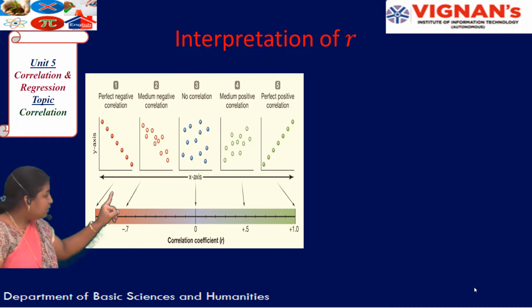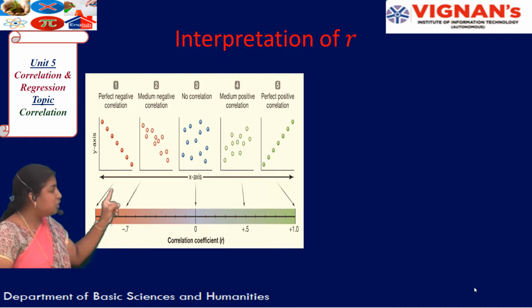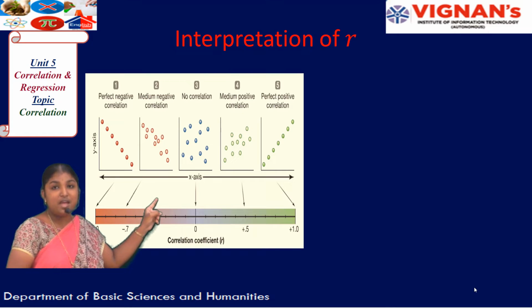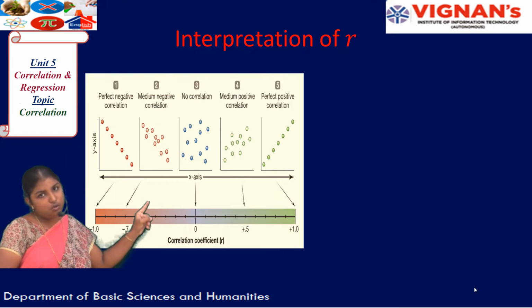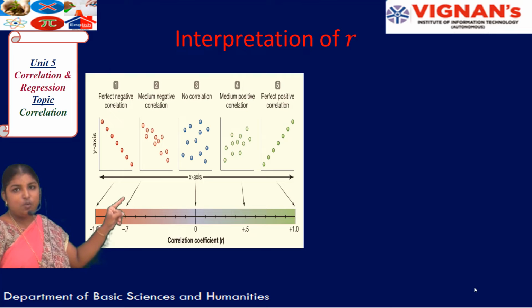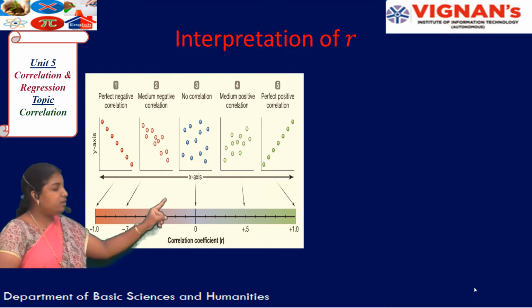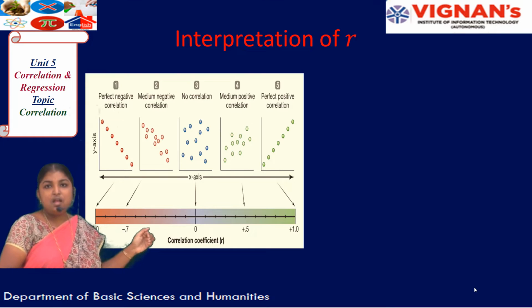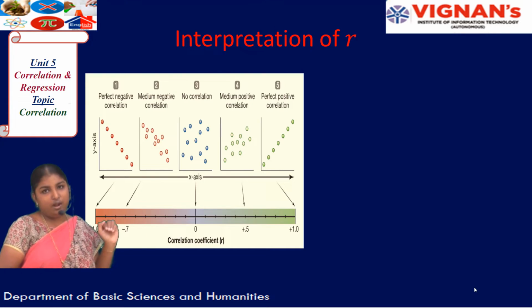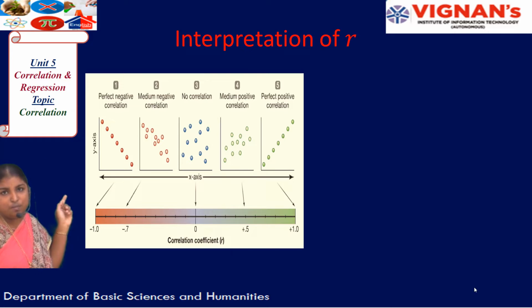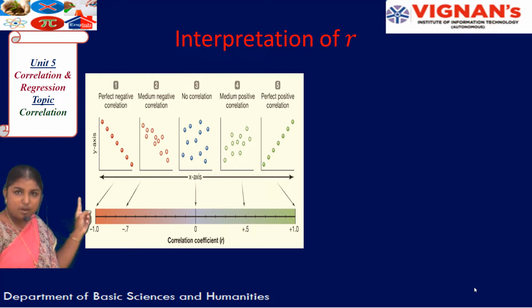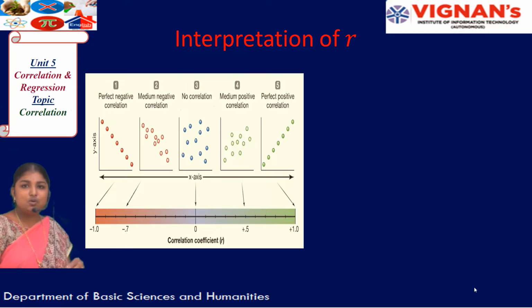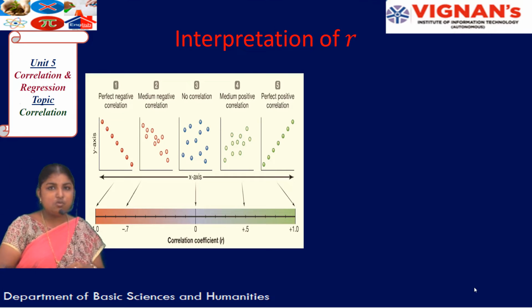If R lies between 0 and plus 0.5, we have a medium positive correlation. If R is between 0.5 and plus 1, we have a perfect positive correlation. If you have 0 to minus 0.5, that is known as a medium negative correlation. R equal to minus 0.5 to minus 1 is known as a perfect negative correlation.